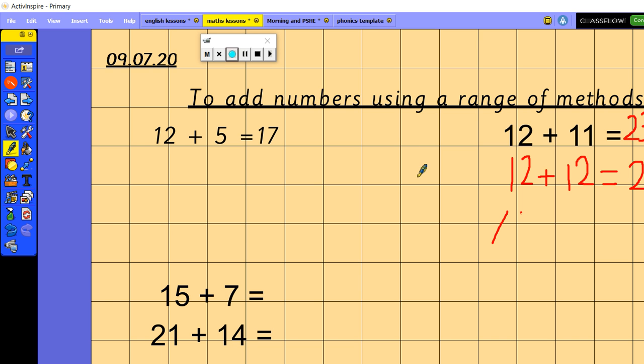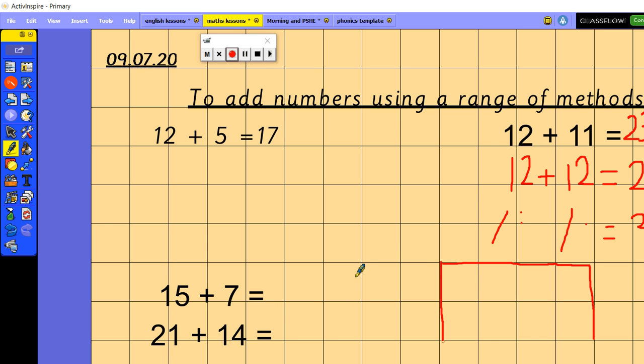So we could do 1 ten and 2 ones and 1 ten and 1 one and add them together. And again, it would show me the answer 23. Okay, now there's another method we could use, and that is that we could bring in the bar model and put this number into a bar model.